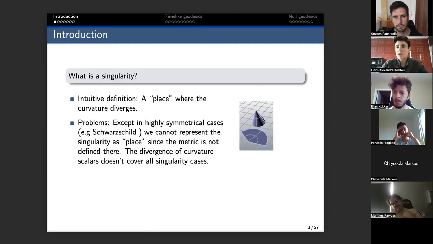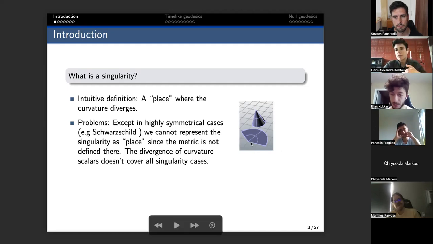One simple example is, let's say we have Minkowski space, and we cut part of the space-time and connect it to make a cone. Then the tip of the cone is a singularity, but the curvature scalars are everywhere 0 because it's still Minkowski space. There's no intrinsic curvature. So this case is not covered by the divergence of curvature scalars.